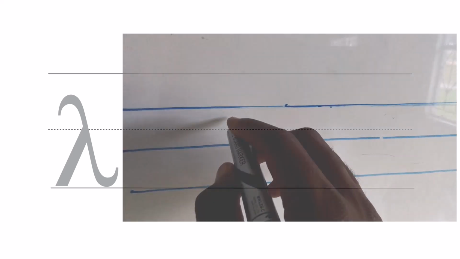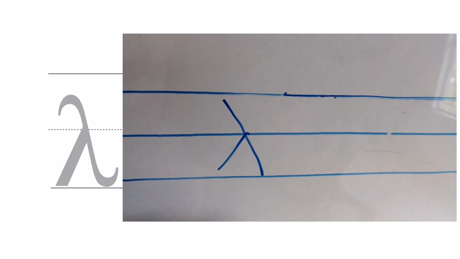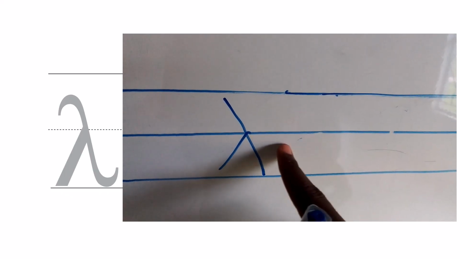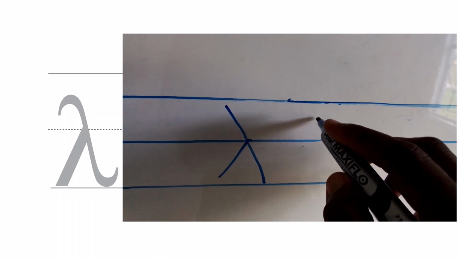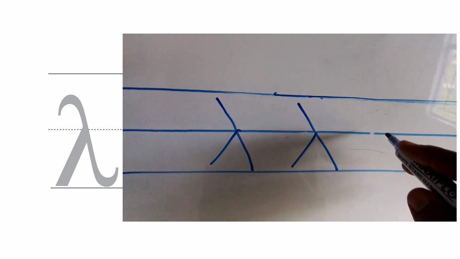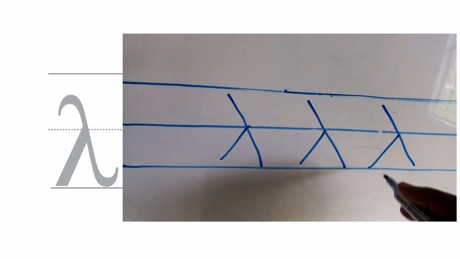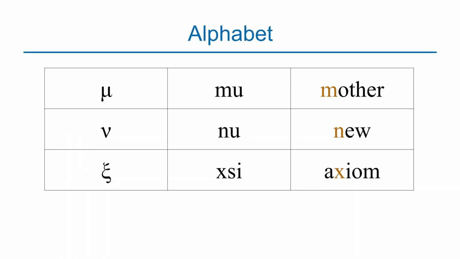Lambda may be completely new to English readers because it may not look like the English L, but this is how you write lambda. It crosses the middle line but touches the bottom line. It has that turning on top and the turning at the bottom there. The tail turns on top and turns at the bottom. This is how you write the Greek letter lambda.